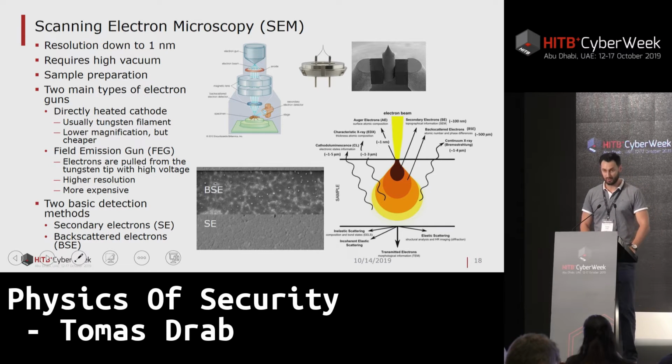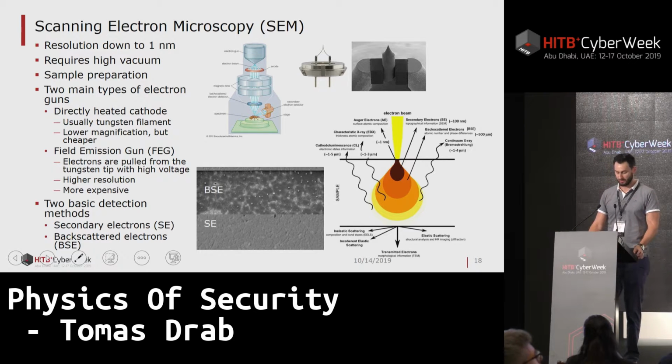Okay. Scanning electron microscopy is essential if you want to analyze today's chips. You can get down to 1 nanometer precision. You basically hit the surface with electrons, and you can detect all kinds of scattered or reflected electrons, and it can provide a whole variety of information which we can use.